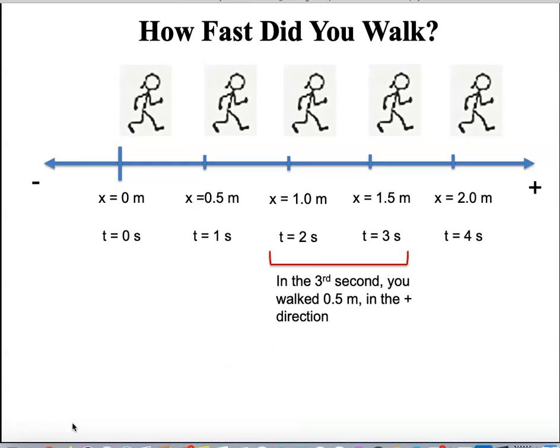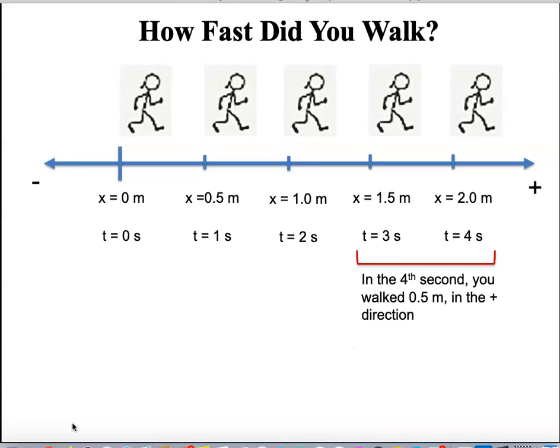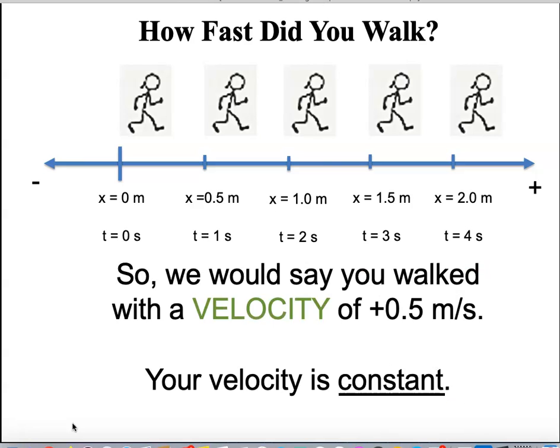Same with the third, 0.5 meters in 1 second, so positive 0.5 meters per second. And the same with the fourth. In 1 second, you went 0.5 meters per 1 second, 0.5 meters per second. All right, so we would say that you walked with a velocity of positive 0.5 meters per second.